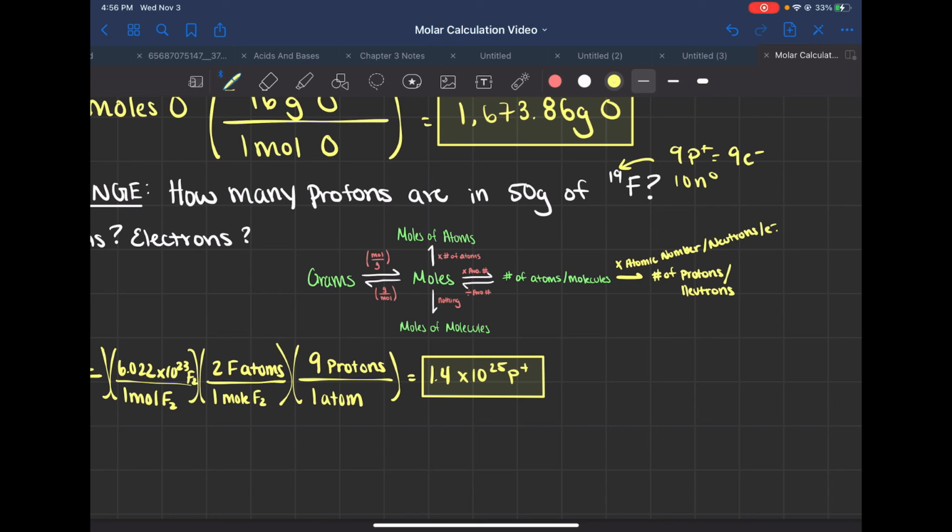Okay, so protons and electrons are the same, because it's a neutral element. I could have made this negative, I can make this positive, I can mess with this problem however I want, okay? So be prepared for everything.